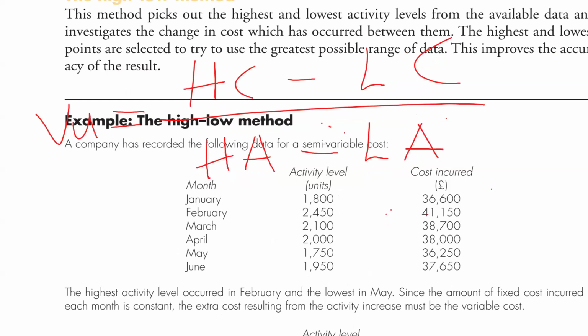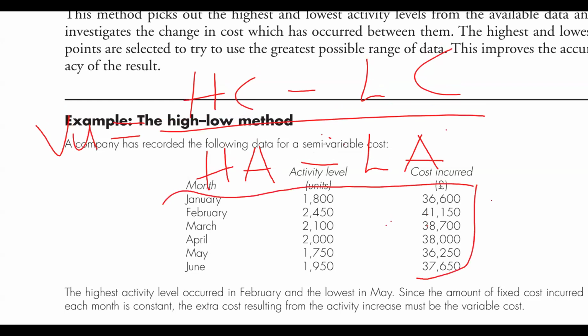Which one is the highest cost here? These are the costs. Which month do we have the highest cost? Uh, February, where we have 41,150. And when do we have the lowest? The lowest is in May, where we have 36,250.